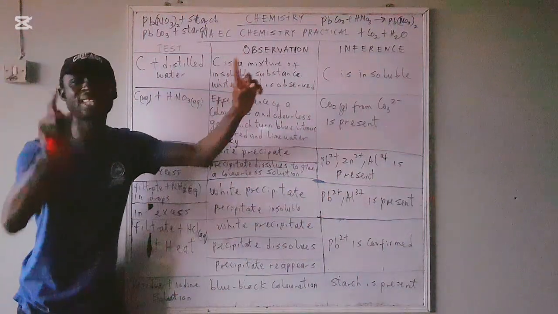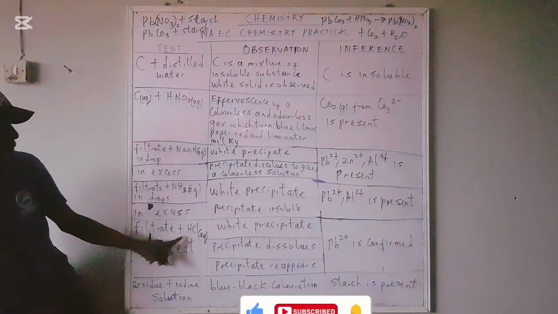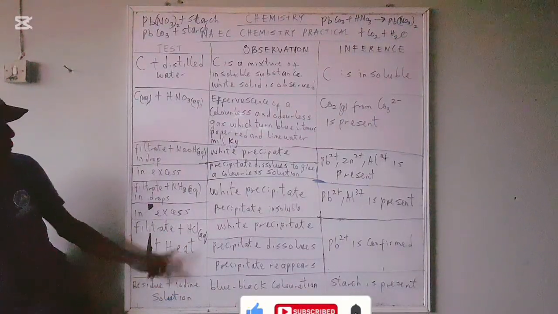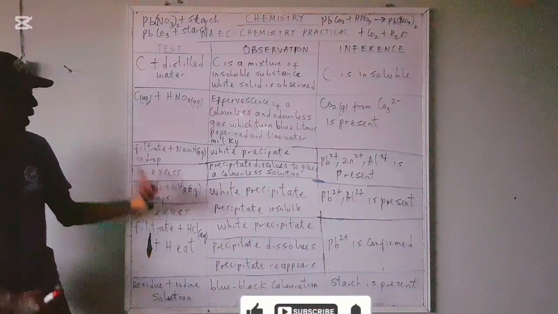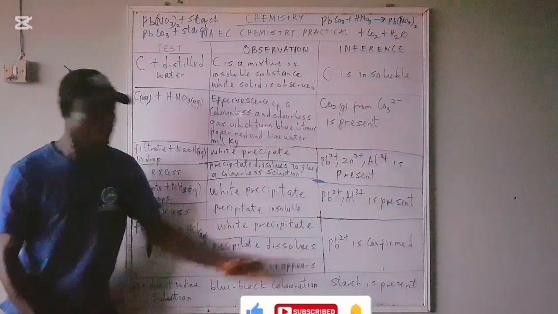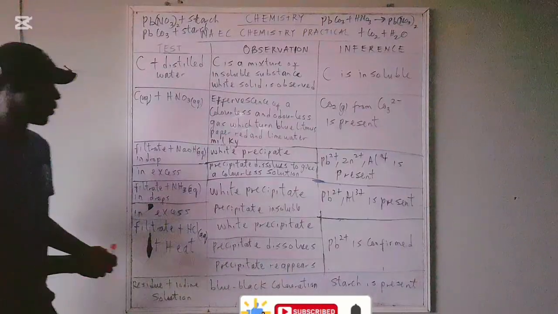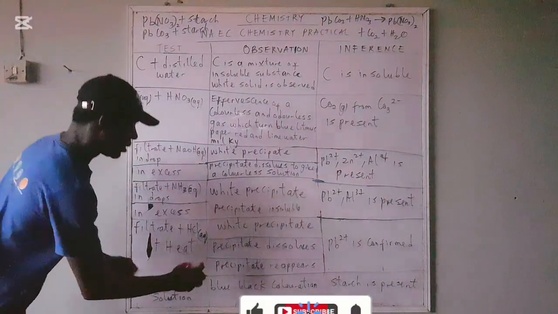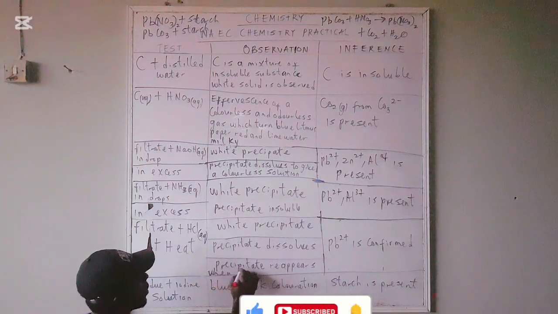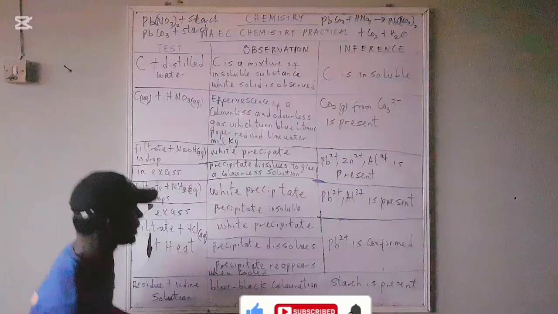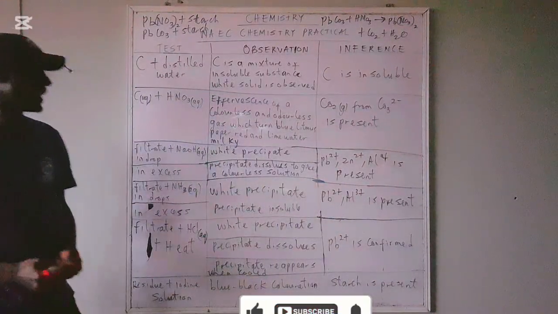And note that your confirmation test for your lead nitrate is when you add your HCl to your sample and you heat it. When you add your HCl to your sample, you are going to have your white precipitate. And when you heat it, your precipitate will dissolve. But when you allow it to cool, your precipitate reappears. Don't forget, when cooled, your precipitate reappears, and that is how your lead ion is confirmed.